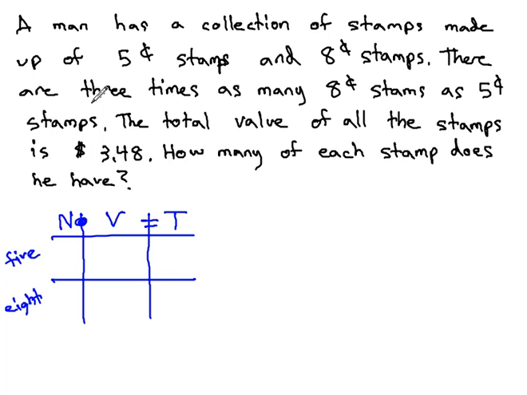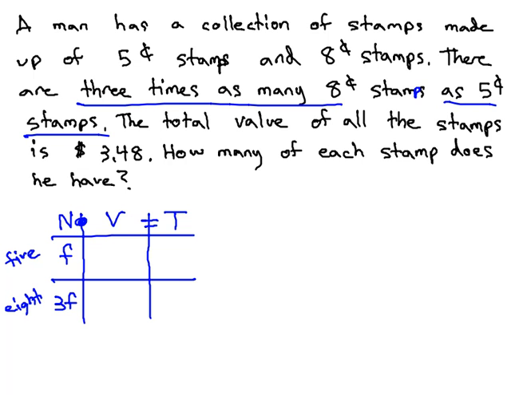In this problem, we are told that there are 3 times as many 8-cent stamps as 5-cent stamps. We don't know anything about the number of 5-cent stamps. Let's call it F for 5-cent stamps. But we are told there are 3 times as many 8-cent stamps. To get 3 times as many, we have to multiply the number of 5-cent stamps by 3. And so we get 3F for the number. Notice in this problem, we only have one variable, F and 3F.